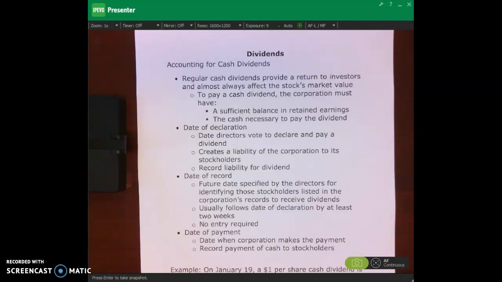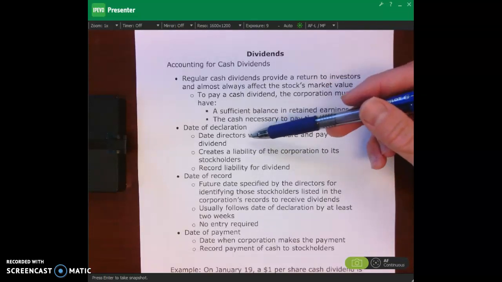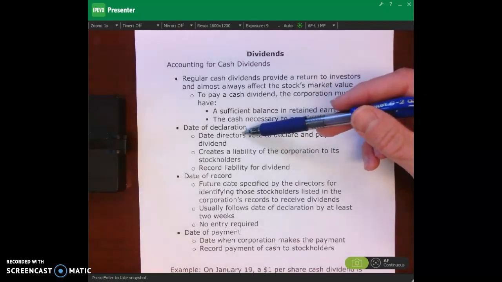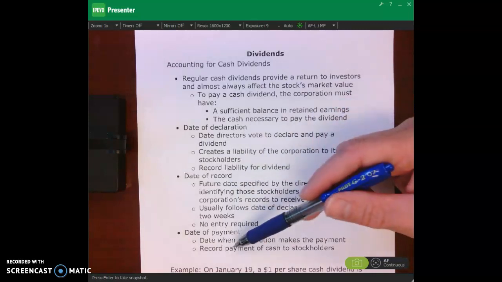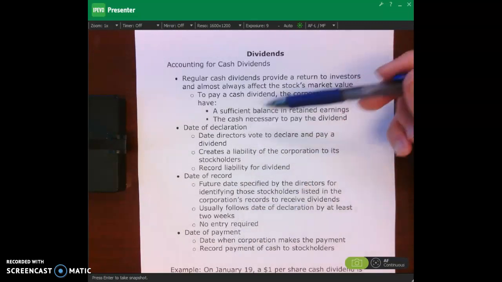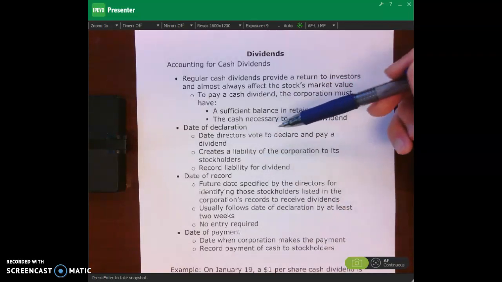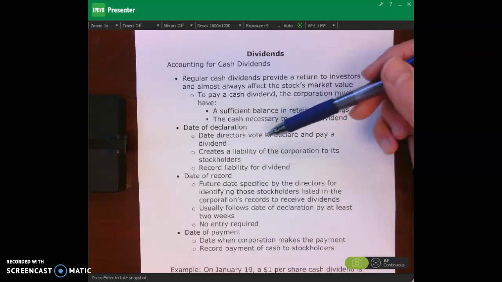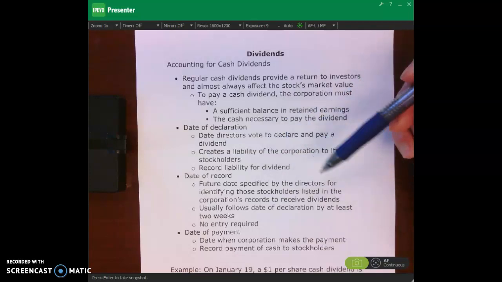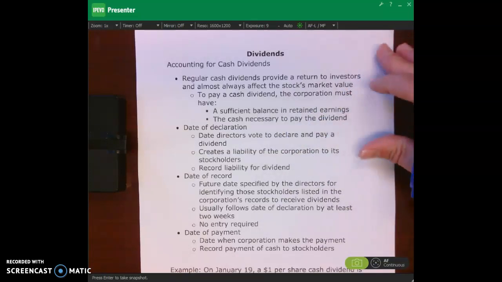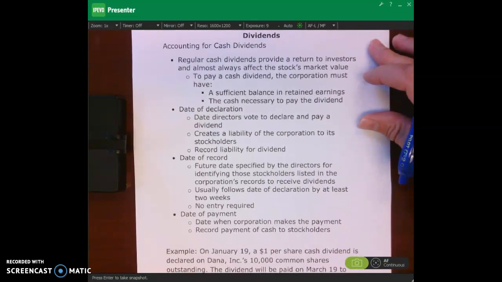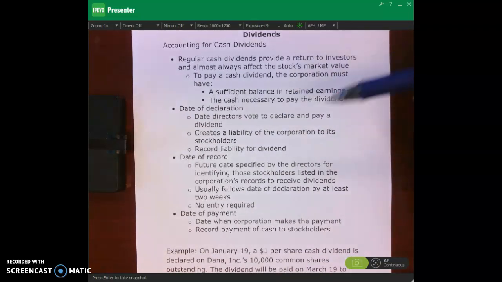When we talk about the journal entries for cash dividends, we have a couple of different dates that we need to consider: the date of declaration, the date of record, and the date of payment. The date of declaration is the date on which the directors vote to declare and pay a dividend. At that point, we've created a liability for the corporation, and we'll record a liability for the dividend on the date of declaration.